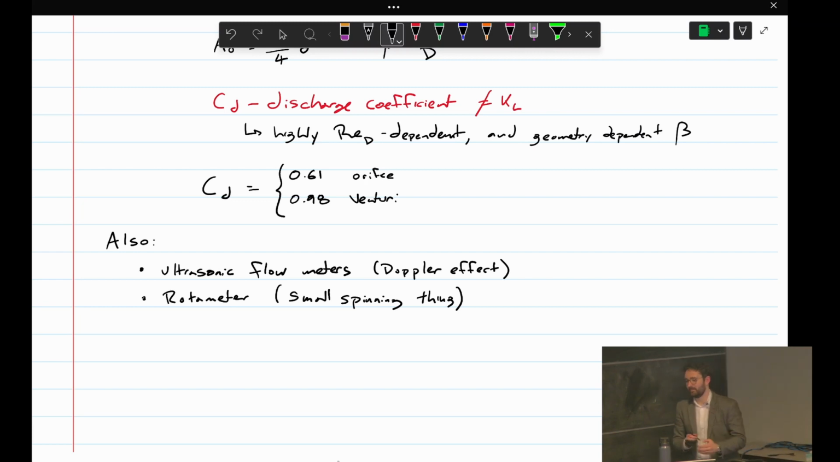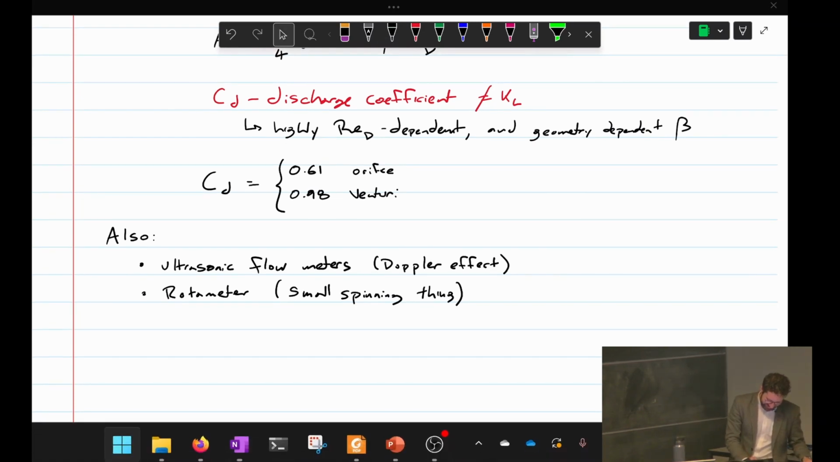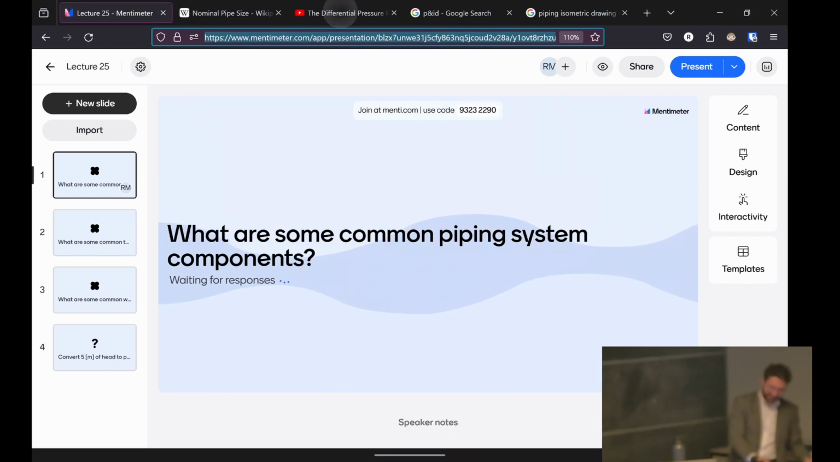Yep. For financial purposes, could you slow the rotometer down by having a magnet next to it? For financial purposes, I wouldn't say that's fun. I would say that's fraud. Yeah, so don't listen to that.